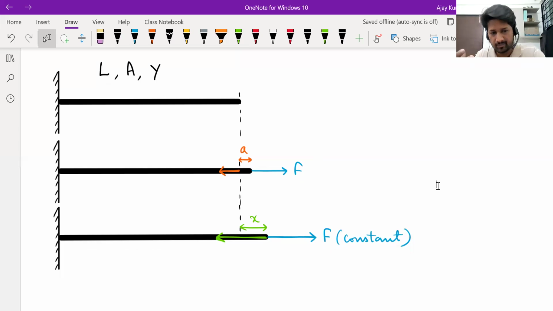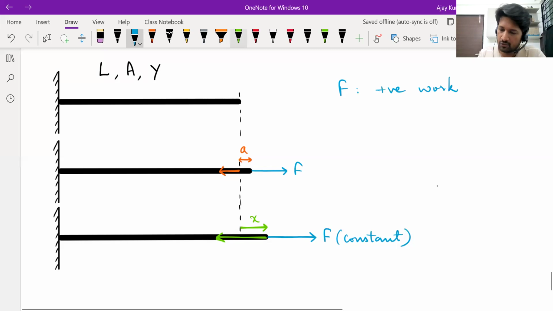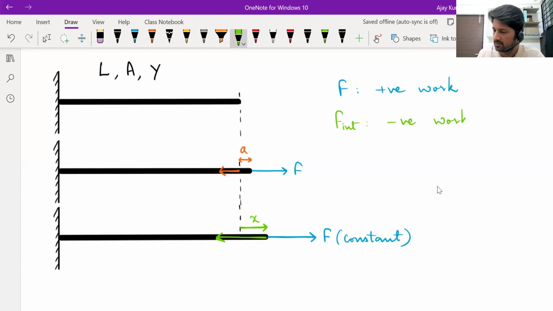One force is the external force F that we are applying, the other is the restoring force. Now see, the external force we are applying and the elongation of the wire are in the same direction. In fact, the point where we are applying the force is the right end of the wire. That end is moving to the right side. So external force does positive work. Internal force, on the other hand, is to the left, but particles are moving to the right side. So internal force must be doing negative work.